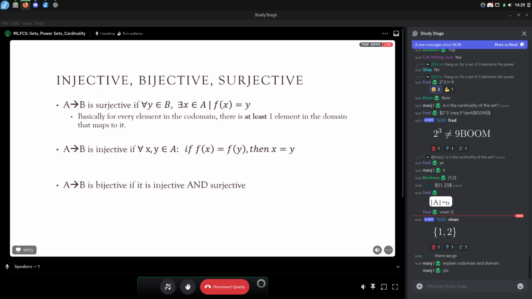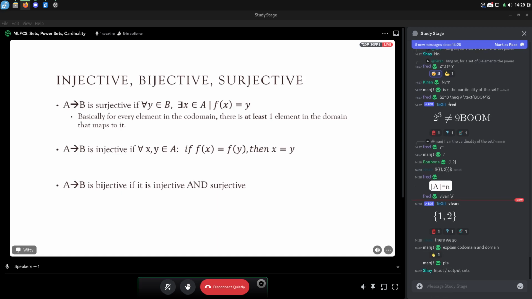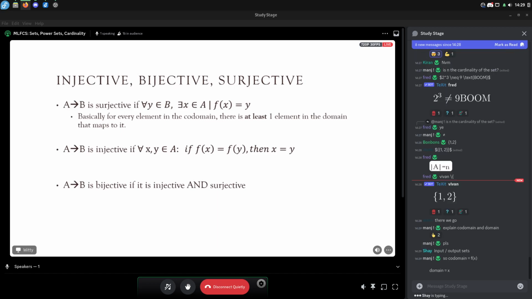Okay, yeah, do you understand codomain? Basically, codomain is the output set. That's a good way of thinking about it. And the domain is the input set. So inputs map to outputs. Therefore, elements in the domain map to elements in the codomain. Yeah, exactly. That's right. So codomain is f of x and domain is x. Yeah.